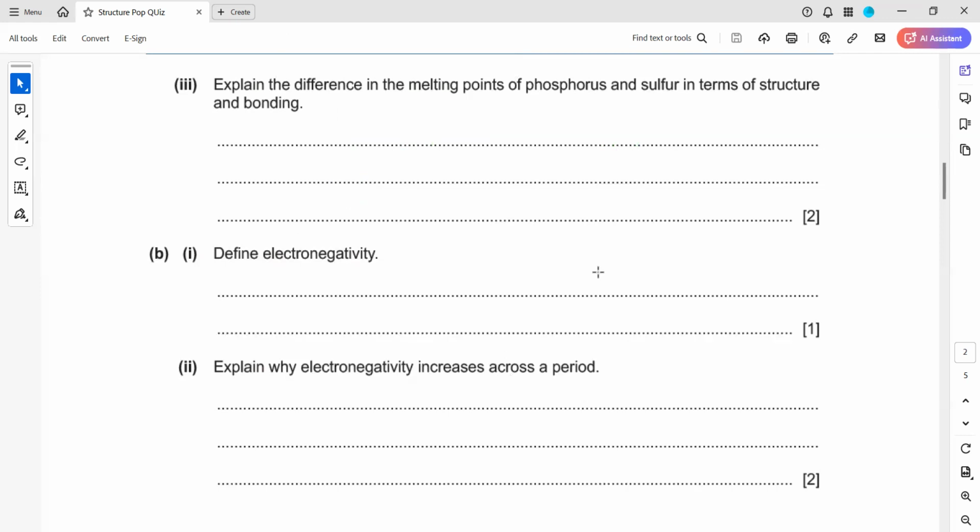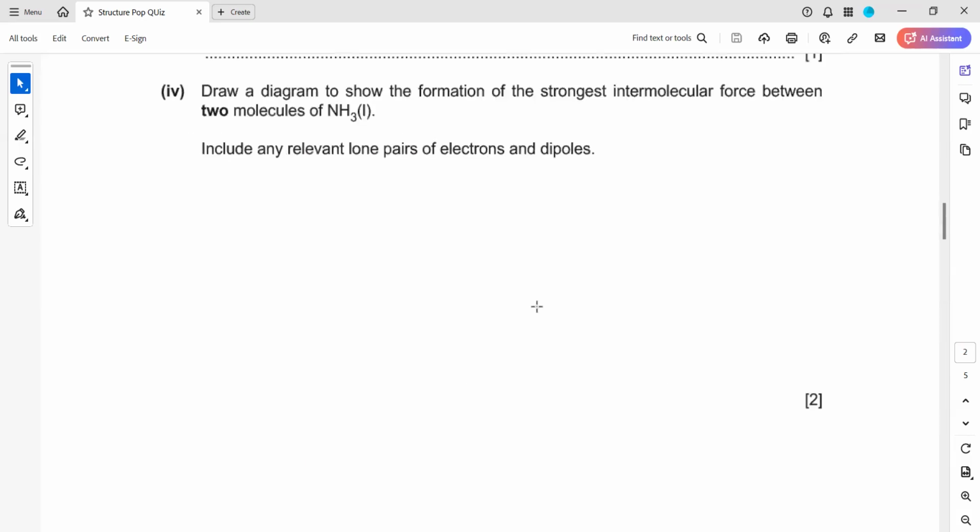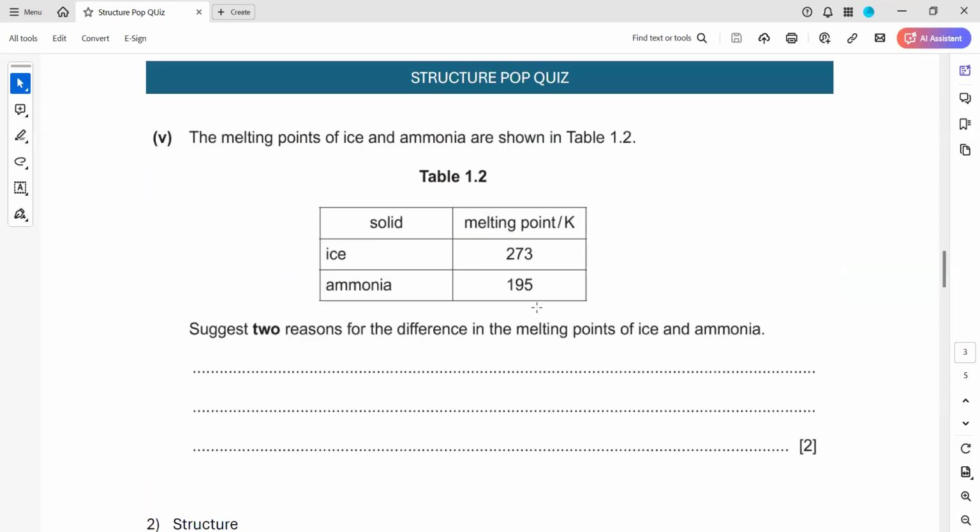Part B, 1, 2, 3, 4, any doubts? No doubt. Part B5.